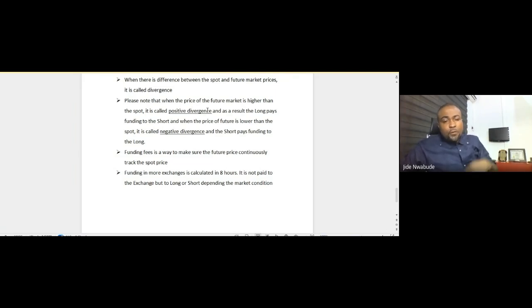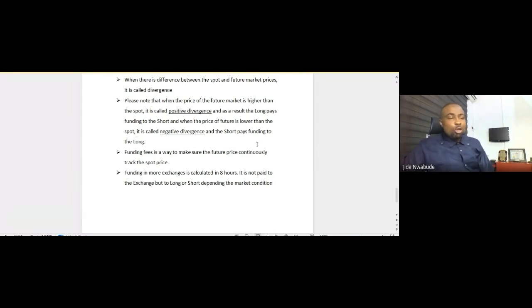So if you're buying, assuming the price of the future is higher than the spot price, and you buy, know that you're going to pay funding to the sellers, which is the short. And when is there a negative divergence? When the price of the future is lower than the spot price, then sellers will pay you.